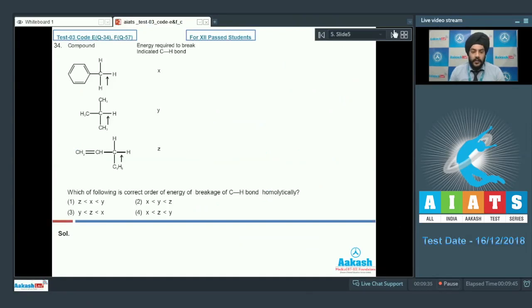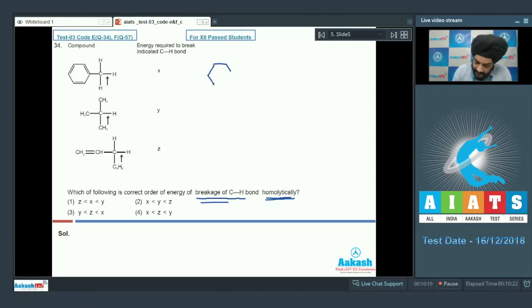Question number 34. So we have been given 3 compounds and we have been provided with the energy required to break the indicated CH bond. So the examiner is interested in knowing about the correct order of energy of breakage of CH bond homolytically. So students, we know that the homolytic cleavage will lead to the formation of free radical. So greater the stability of the free radical, lesser will be the energy required to break the CH bond homolytically. So let us first look at the radicals which are generated in this case.